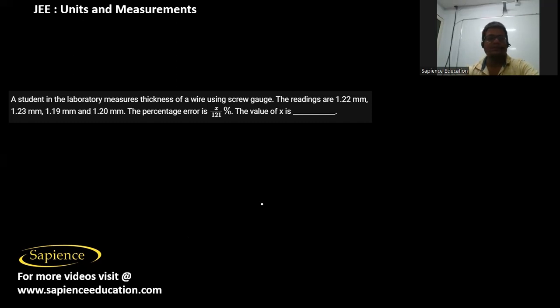And here it is told a student in the laboratory measures thickness of a wire using screw gauge. The readings are 1.22 millimeter, 1.23 millimeter, 1.19 millimeter and 1.20 millimeter. The percentage error is x by 121%.